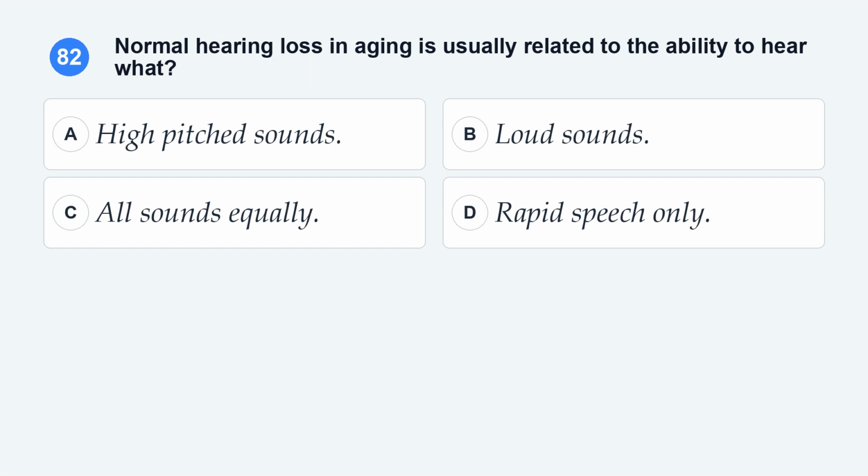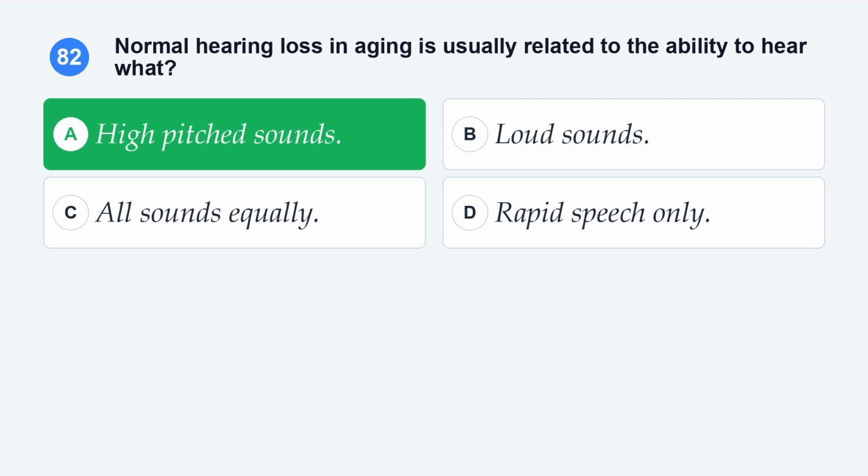Question 82. Normal hearing loss in aging is usually related to the ability to hear what? Option A. High-pitched sounds. Option B. Loud sounds. Option C. All sounds equally. Option D. Rapid speech only.